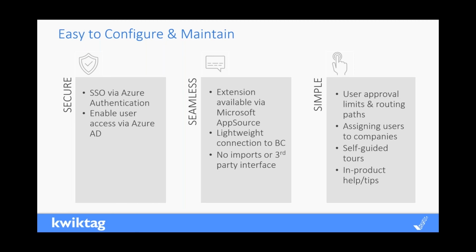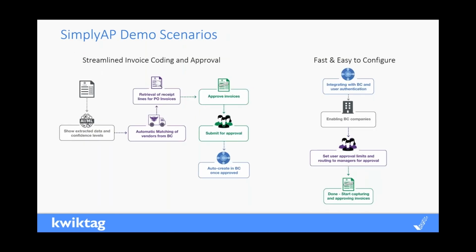It's basically just configuring users and some thresholds, turning companies on and off, and choosing which users you want associated with a certain company. We have self-guided tours that you can access at any point in time. And even for end users, we also provide in-app help tips and product guides on how to process invoices. So it's all within the application, very easy to administer and configure.